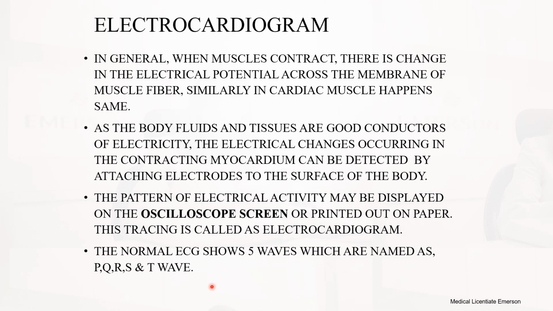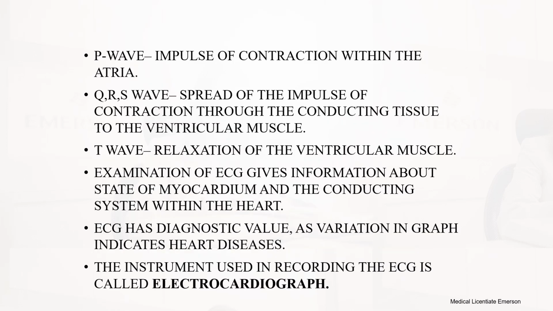Then the normal ECG usually shows 5 waves, which are named the P wave, Q wave, R wave, S wave, and T wave. The P wave detects impulses of contraction within the atria. Then the QRS complex shows the spread of the impulse of contraction through the conducting tissues and the ventricular muscle. The QRS wave will show the ventricular contraction. Then the T wave is when there is the relaxation of the ventricular muscle.